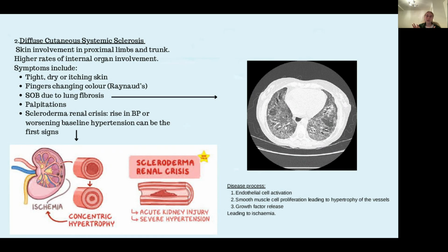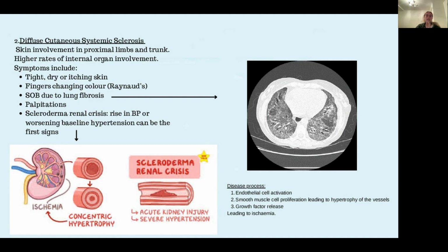So what is a scleroderma renal crisis and what causes it? There's lots of different theories, but from the reading that I did around it, you get endothelial cell activation, which can lead to smooth muscle proliferation in the vessels, which leads to hypertrophy of the vessels, and then the blood is then at a higher rate and less of it is getting to the kidney, which can lead to ischemia. And then patients can present with an acute kidney injury, so they might have a rise in creatinine, rising urea on their blood test, and then they get severe hypertension because the kidney is trying to compensate for this lack of blood flow by increasing the blood pressure to see if it can increase blood to the kidney.